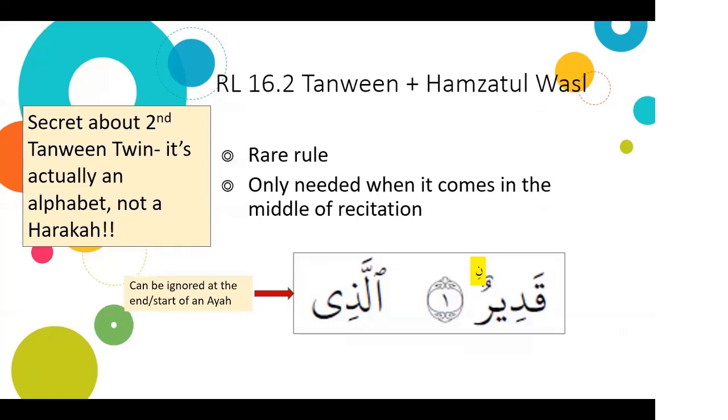Then we tell them what to do if it's not Lam, and these are for more advanced readers. Then the second part of 16 is 16.2. Again, this is not very common. This is a rare rule. When tanween comes before Hamzatul Wasl and the next letter after Hamzatul Wasl is either shadda or sukoon, what do you do? In the Indo-Pak script, you have a little baby noon with a kasra under it. In the Medina Mus'haf, you need to teach them this rule and explain that there's a secret about the second tanween twin, and it's actually an alphabet, not a haraka.